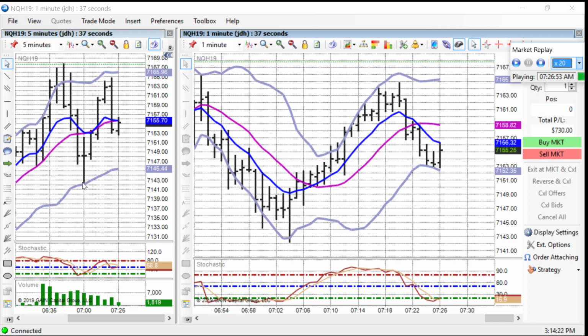This is previous support over here on the 5-minute chart. So you've got a ways to go down to this point. So that's a pretty good bet right there, if you can get in somewhere in this vicinity.